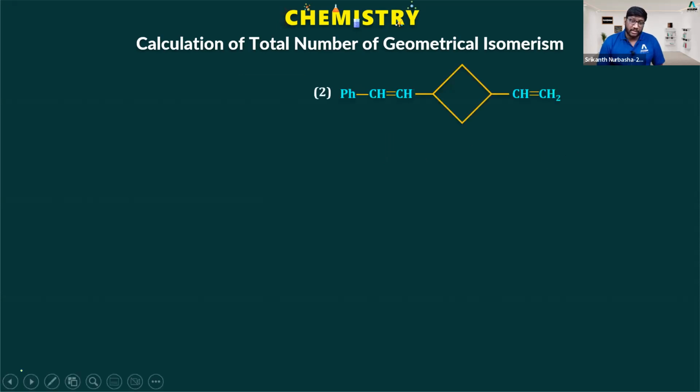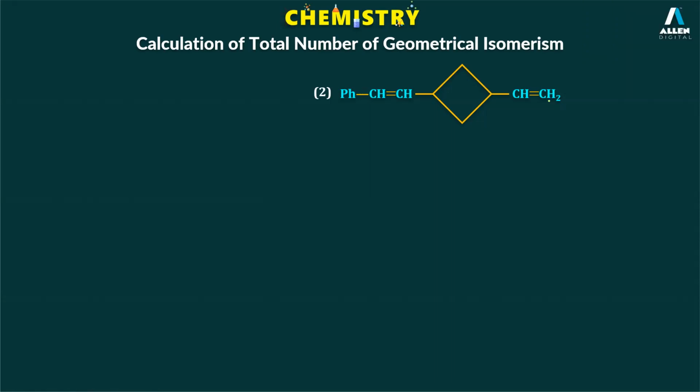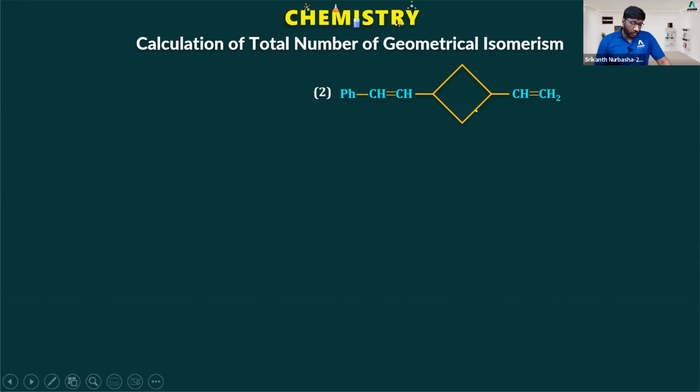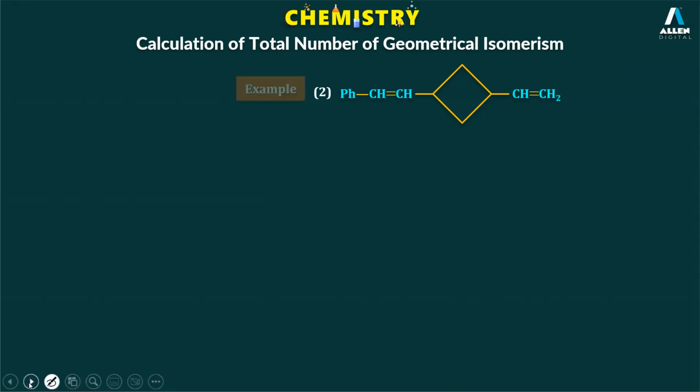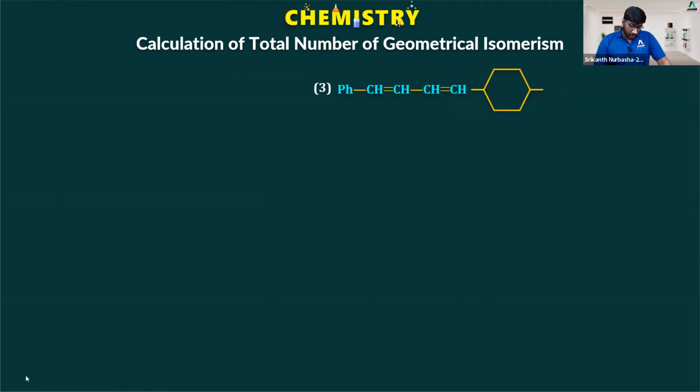Try to do it here, this example. Unsymmetrical or symmetrical? Unsymmetrical. Apply the formula now and do the calculation. Okay. I think you can take these 2 examples as homework. Second and third example, you take this as homework.